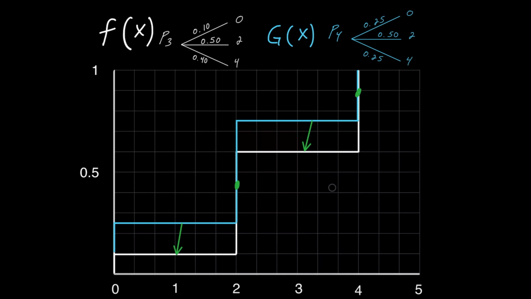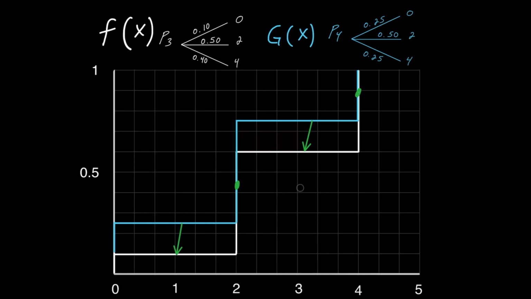So now, the whole point of FOSD is that any utility maximizer, regardless of their risk preferences, so we don't take into account if they're risk averse, if they're risk loving, if they're risk neutral. We don't take into account any of that. Regardless of the risk preference, they would pick the alternative, or in this case the portfolio, that first order stochastically dominates the other. So in this instance, any utility maximizer would pick f of x over g of x because it first order stochastically dominates g of x.